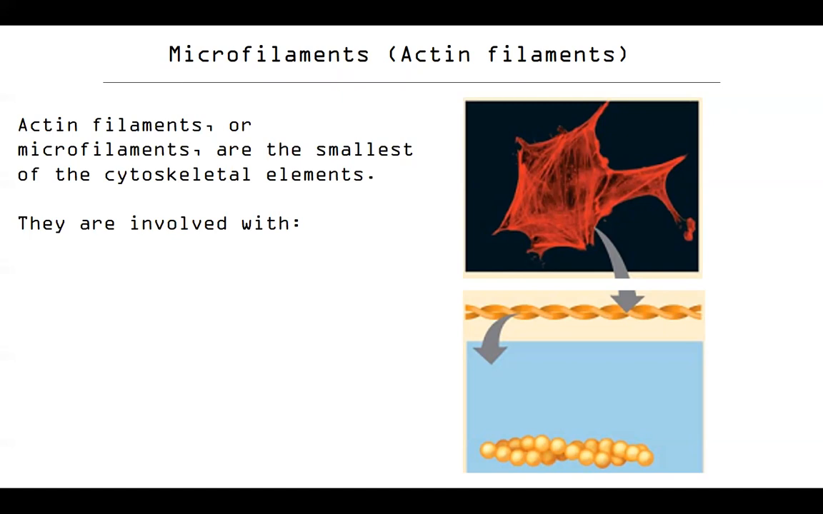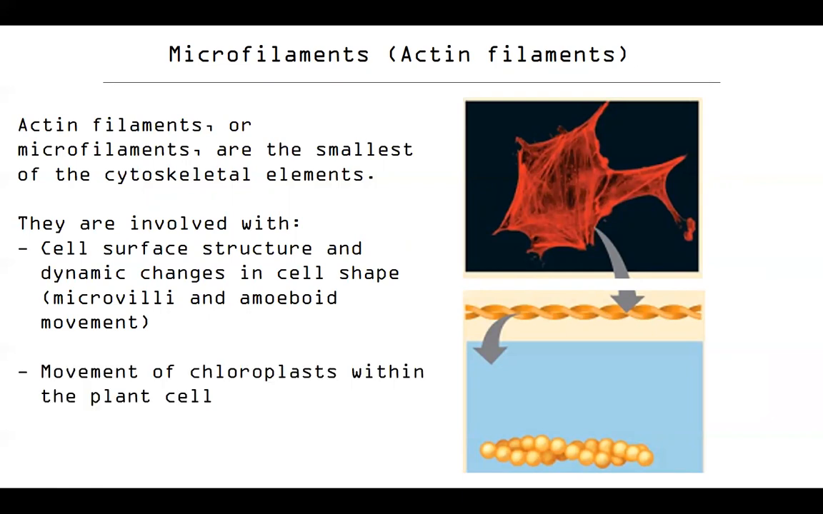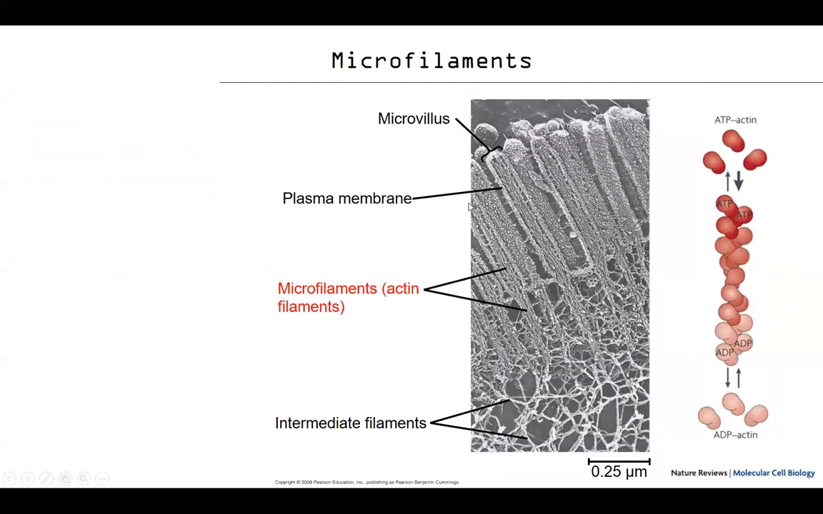These microfilaments are involved with things like cell surface structure. So they're not the only element, but we'll see that they allow for dynamic changes in cell shape at the surface. So microvilli is something that we'll look at, and then amoeboid movement is something pretty cool to look at as well. And also responsible for movement of the chloroplasts within the plant cell, which is called cytoplasmic streaming. Okay, it doesn't just move chloroplasts, but again, it's easy to see chloroplasts, so we can gauge where they're going. Obviously, you can't talk about actin without talking about muscle contractions, so we'll be hitting that as well. Okay, so let's start with our microfilaments.